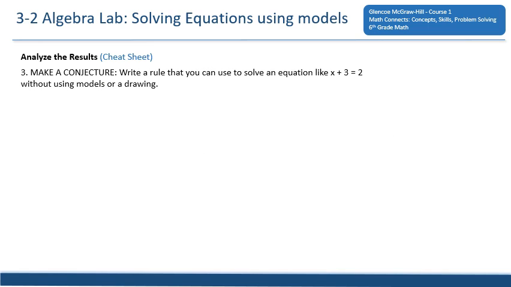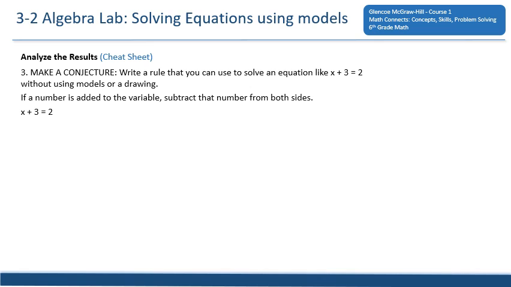Analyze the results, make a conjecture, write a rule that you can use to solve an equation like x plus 3 equals 2 without using models or a drawing. So if a number is added to the variable, subtract that number from both sides. So in this case, x plus 3 equals 2. It's added, so we need to subtract that number, which is 3, from both sides so that we can get x by itself.